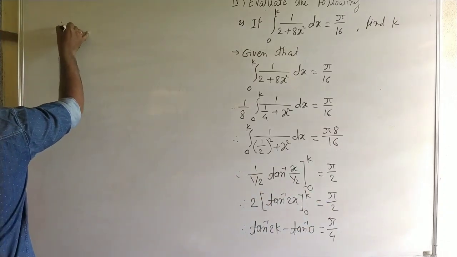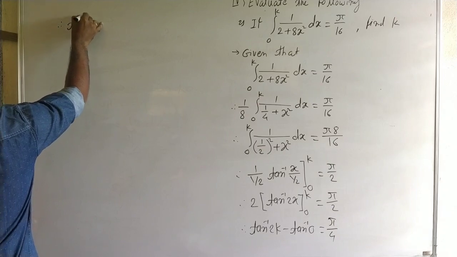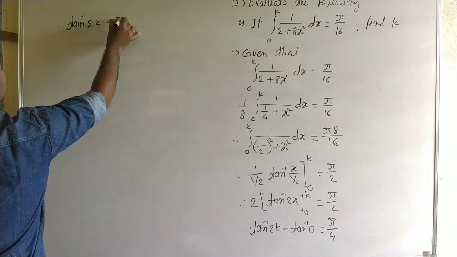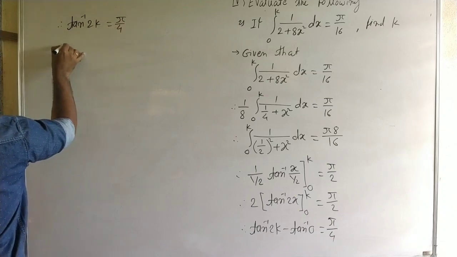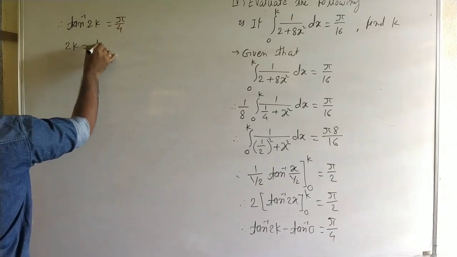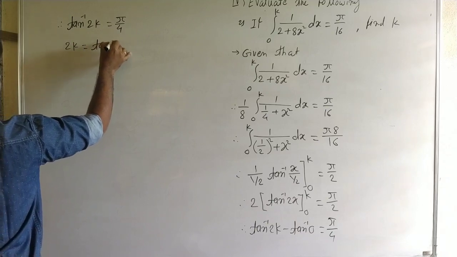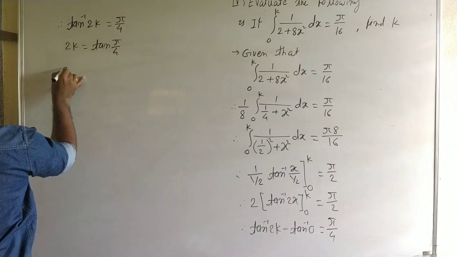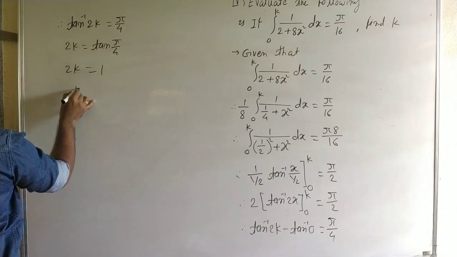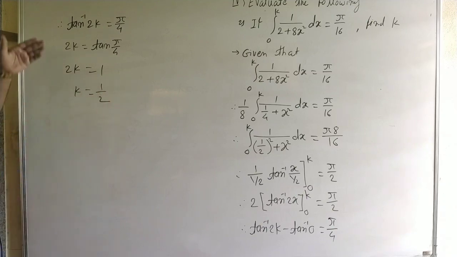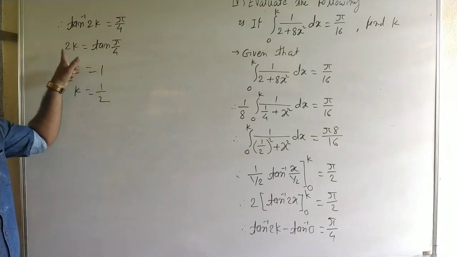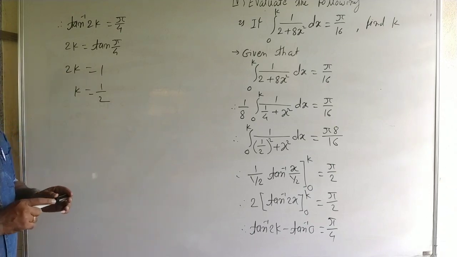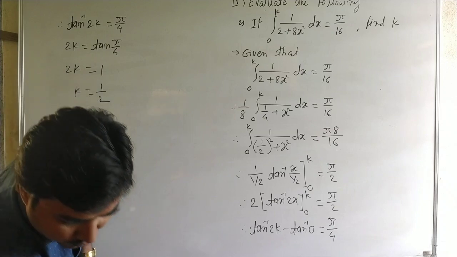Therefore we can write here tan inverse of 2k is equal to pi by 4. Then 2k is equal to tan of pi by 4, and tan pi by 4 is 1. Therefore 2k is equal to 1, and then k is equal to 1 by 2. It is the last answer. K is equal to 1 by 2. Okay, see carefully this. Now we take the last problem in the example 4.